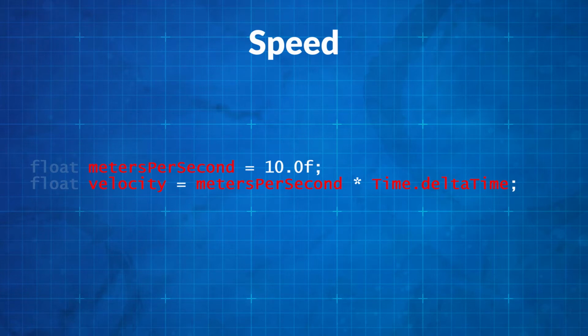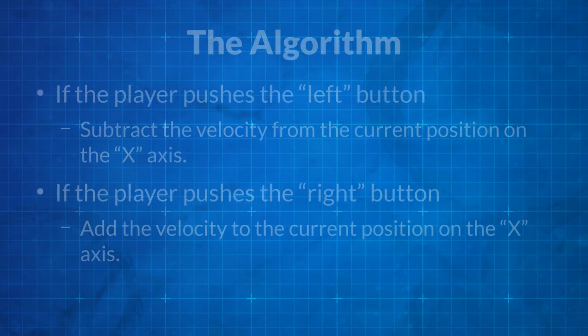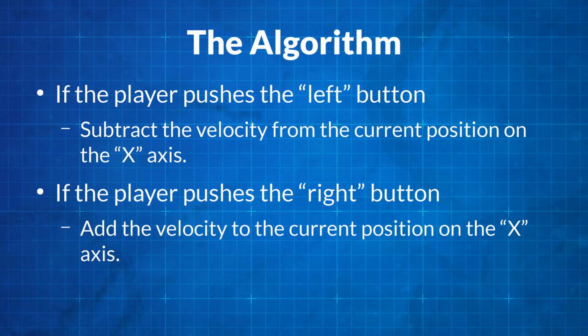The standard unit in most physics engines is a meter, so 1 unit is equal to 1 meter. We need to determine how many meters per second we want our character to move. Let's pick a round number of 10 meters per second to start with. To determine our actual velocity, and to keep the game frame rate independent, we need to also multiply our speed by Time.deltaTime.